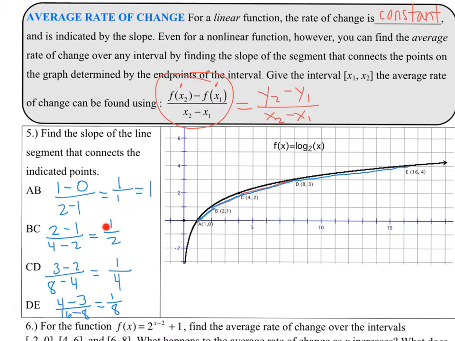It started at 1, then it's down to 1/2, then it's down to 1/4, down to 1/8. It's becoming more and more shallow, less steep, and it's approaching horizontal. It's approaching a constant.